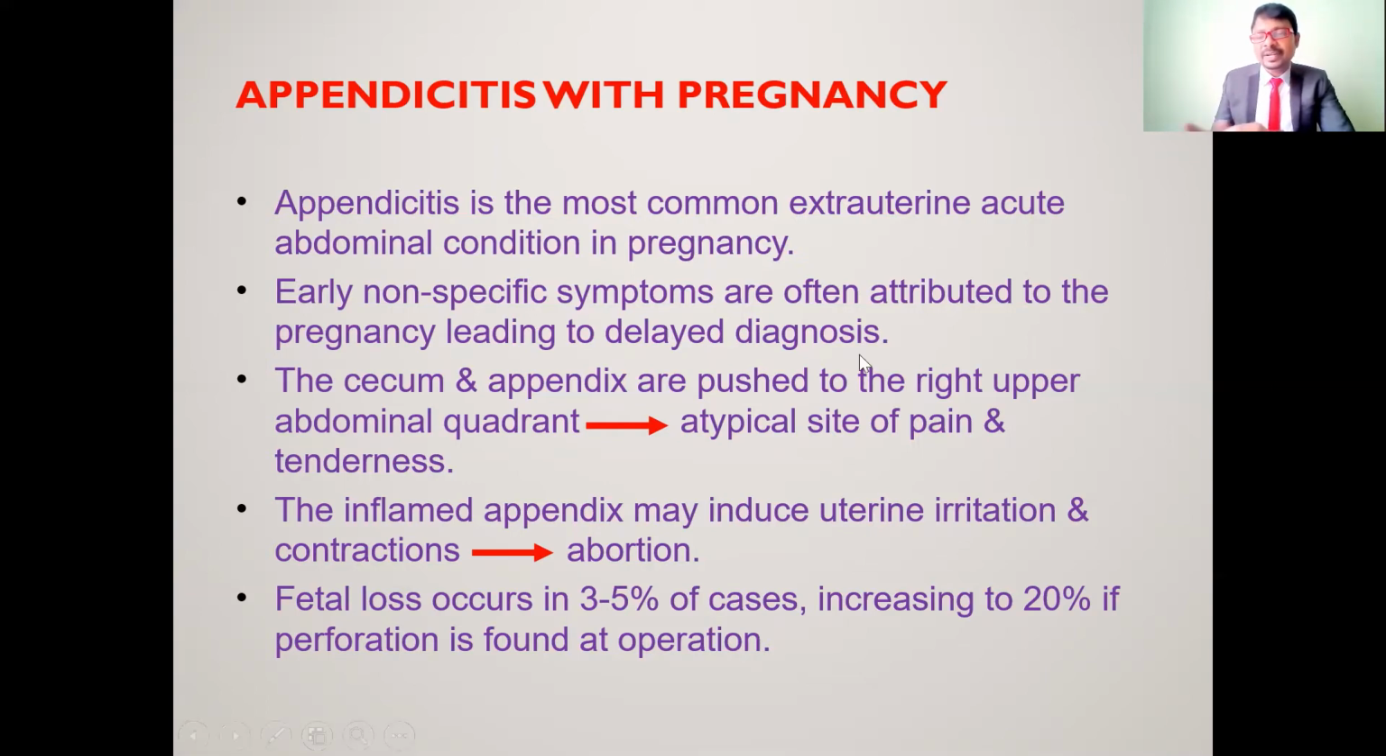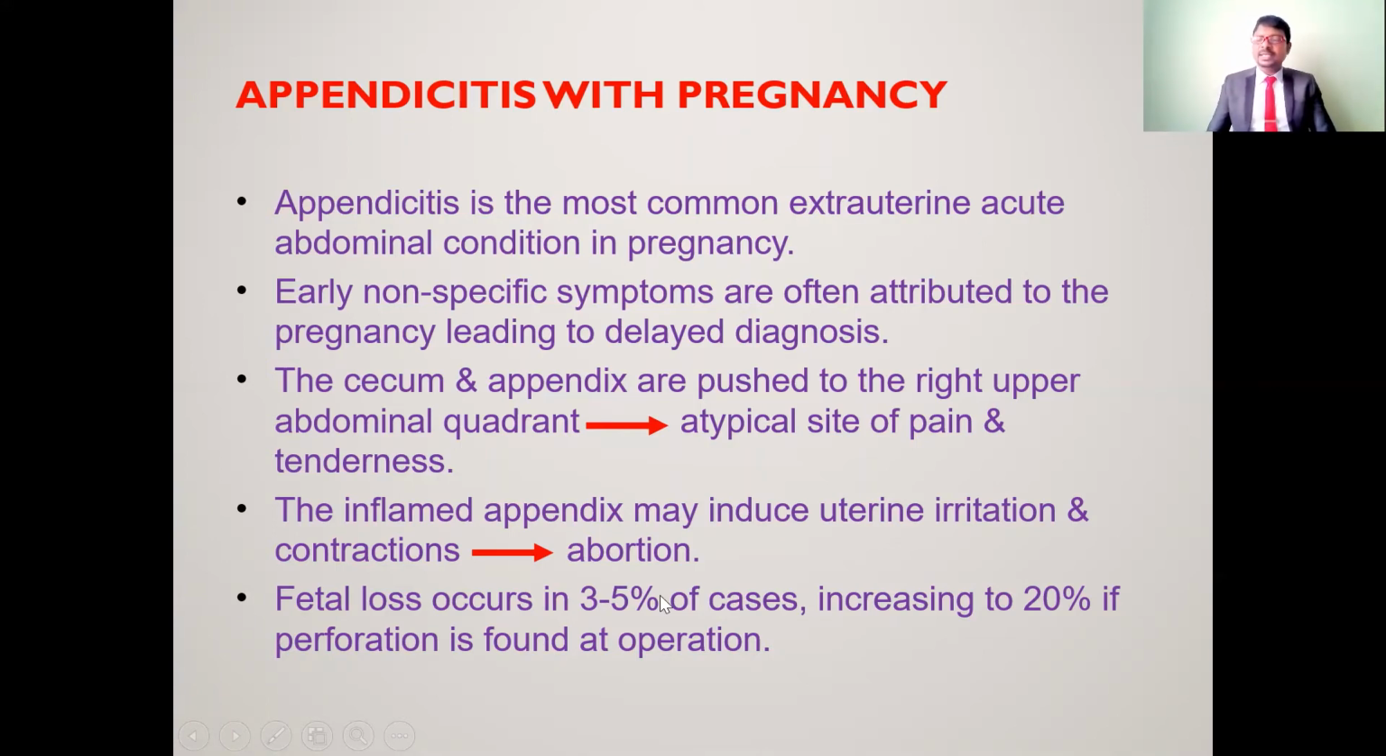So sometimes it may be delayed because we miss symptoms and the differential diagnosis. The cecum and appendix are pushed to the right upper abdominal quadrant, which is an atypical site of pain and tenderness. While checking by palpation, we are going to find pain and tenderness in the upper abdominal quadrant. The inflamed appendix may cause uterine irritation and contractions. It may lead to abortion also.